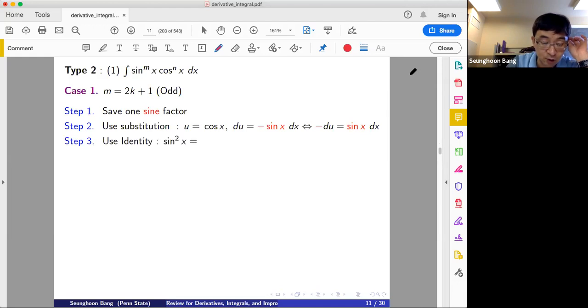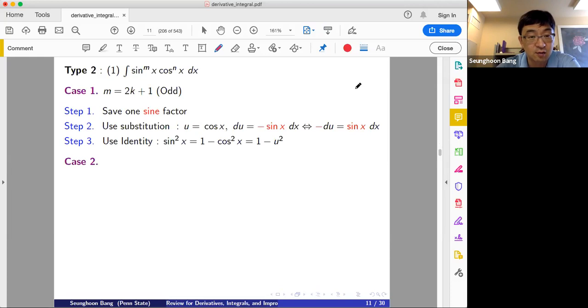Step 3, use the identity. Sine square of x is 1 minus cosine square of x. Next, you can plug u into here. So we have 1 minus u square, and find the antiderivative.